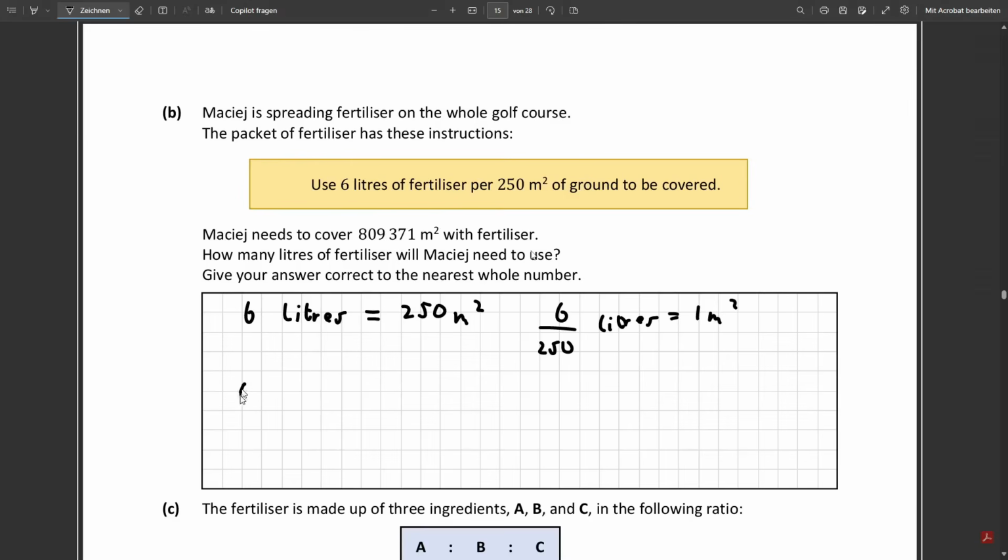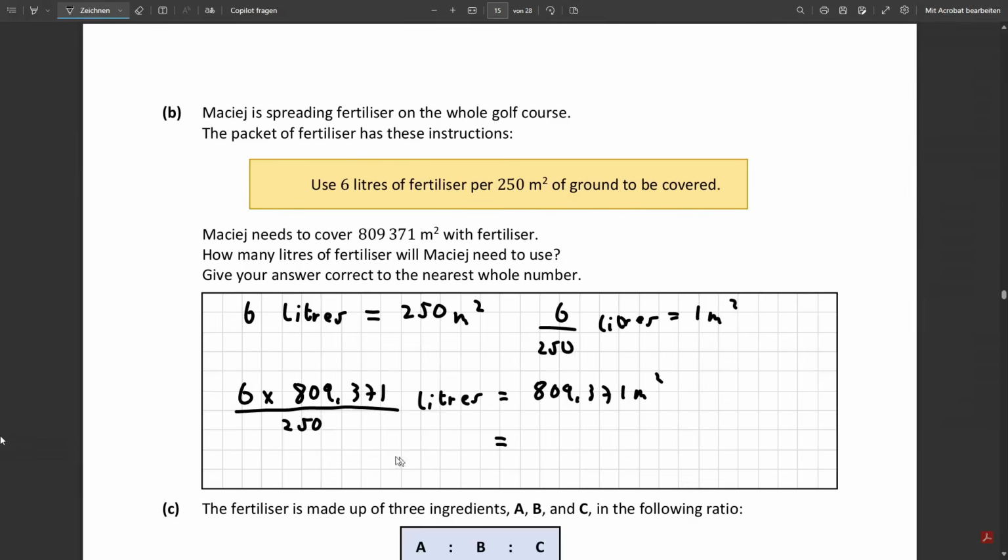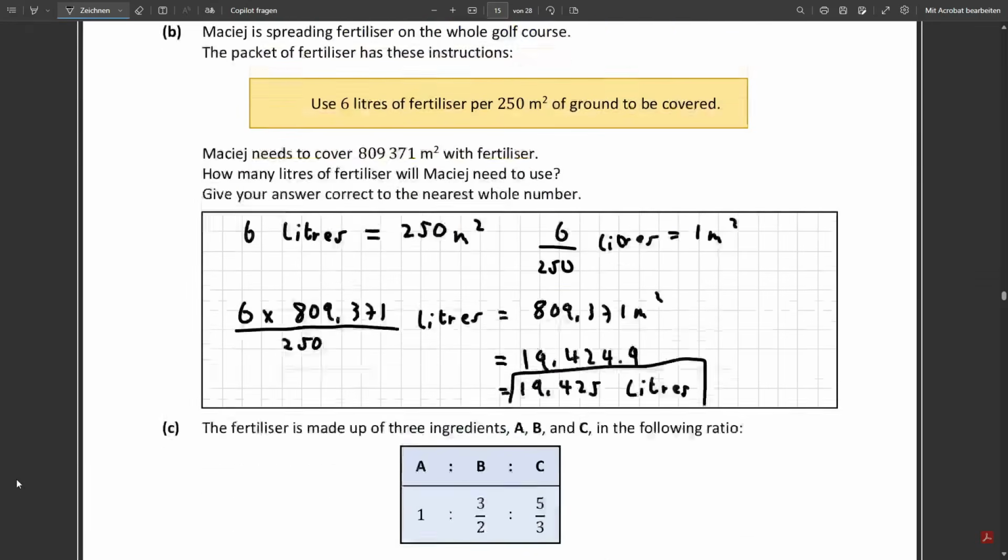So multiply the left side by that. We get 6 multiplied by 809,371, all over 250, and the left-hand side is still in liters. And that's equal to 809,371 meters squared. So this many meters squared will give this many liters, so we just have to figure out the nearest whole number. So you get 19424.9. It says nearest whole number, so we'll have 19,425 liters. And that's the answer.